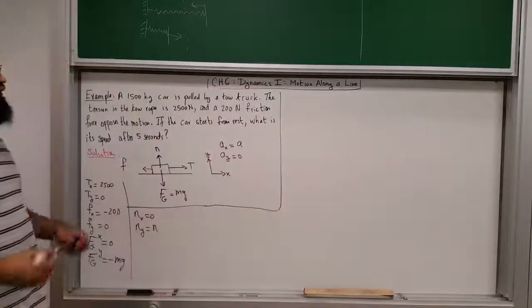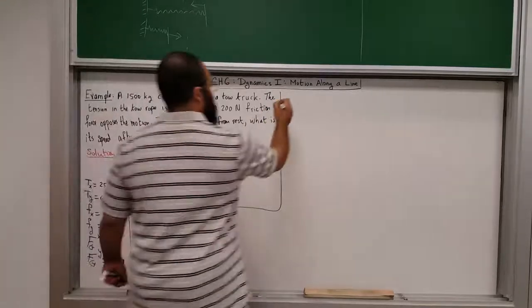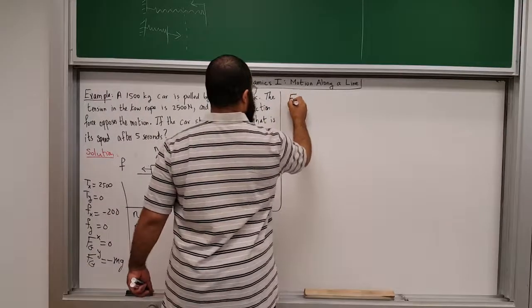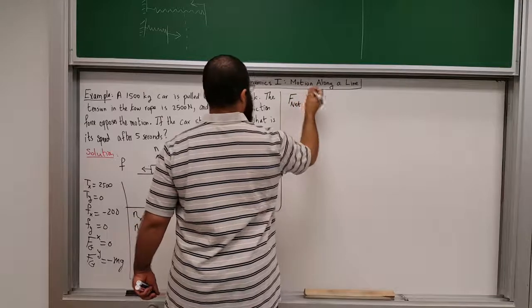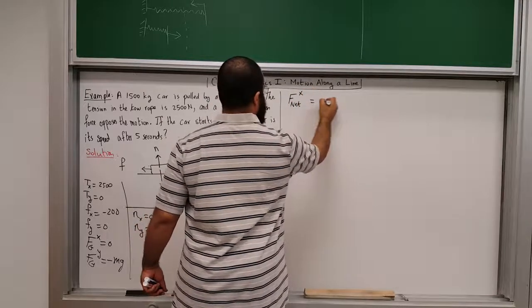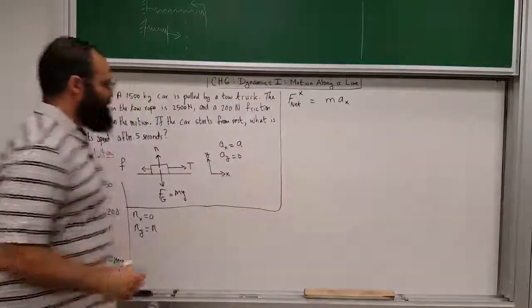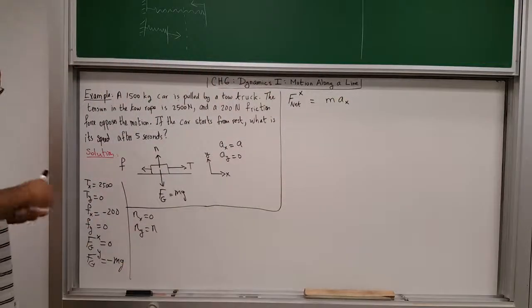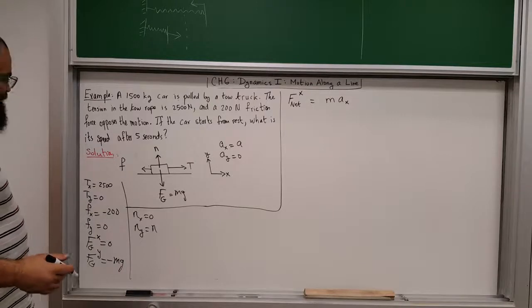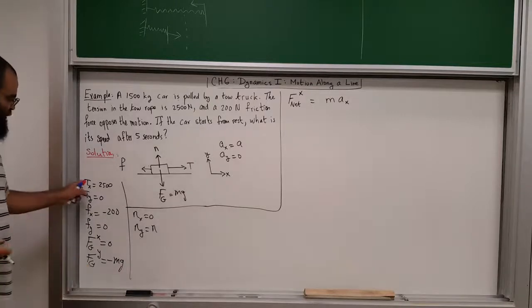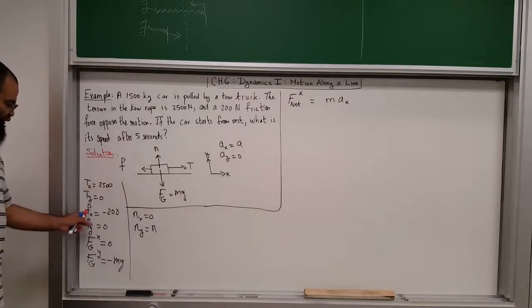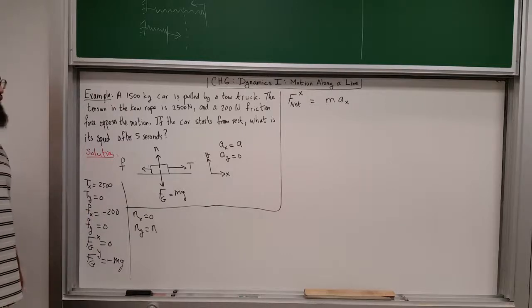So we just apply Newton's second law in the x direction. It says the net force, or the sum of the forces in the x direction, will equal the mass times the acceleration in the x direction. All right, what are the forces in the x direction? There is the x component of tension and the x component of friction. The normal force and gravity have 0 components in the x direction.